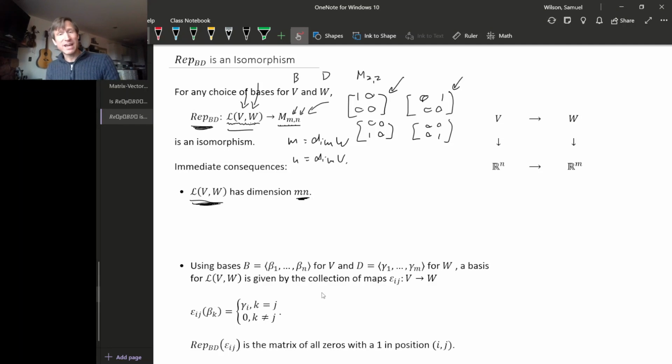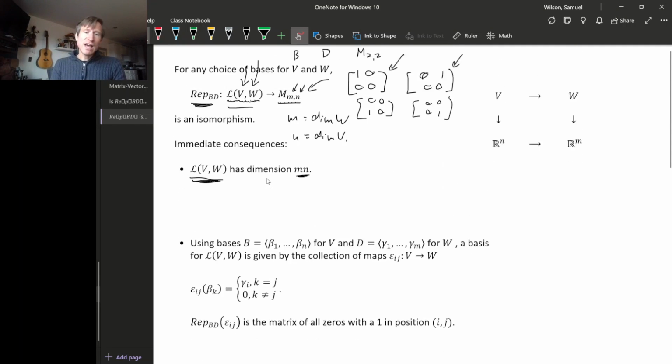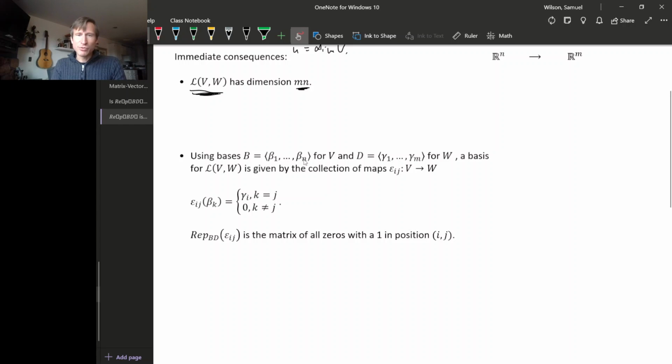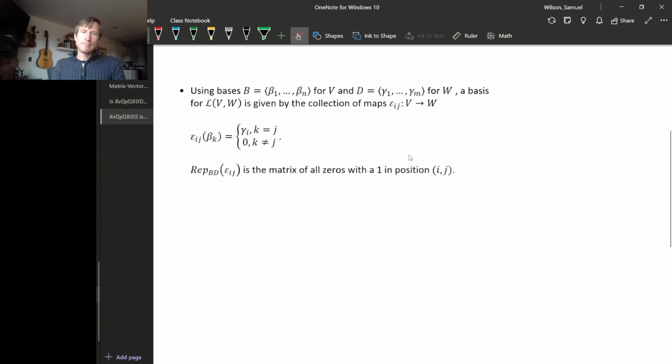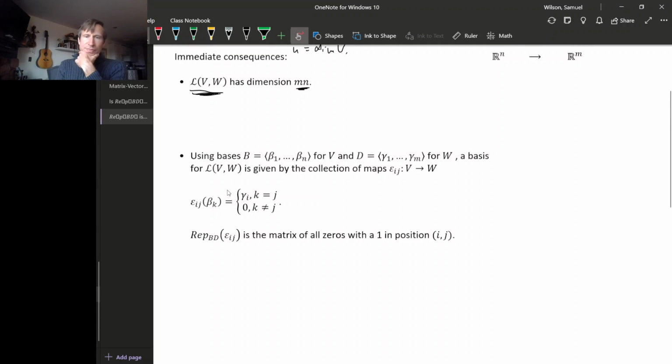And here's actually what you get if you do that. If your basis B is beta 1 through beta n, and your basis D is gamma 1 through gamma m, then the basis of linear maps that you get is this basis here. I'm calling it epsilon ij, and to tell you what epsilon ij is, I have to tell you what values it takes. Remember, epsilon ij is a linear map. I'm telling you a basis for this vector space of linear maps, so each basis element is a linear map.